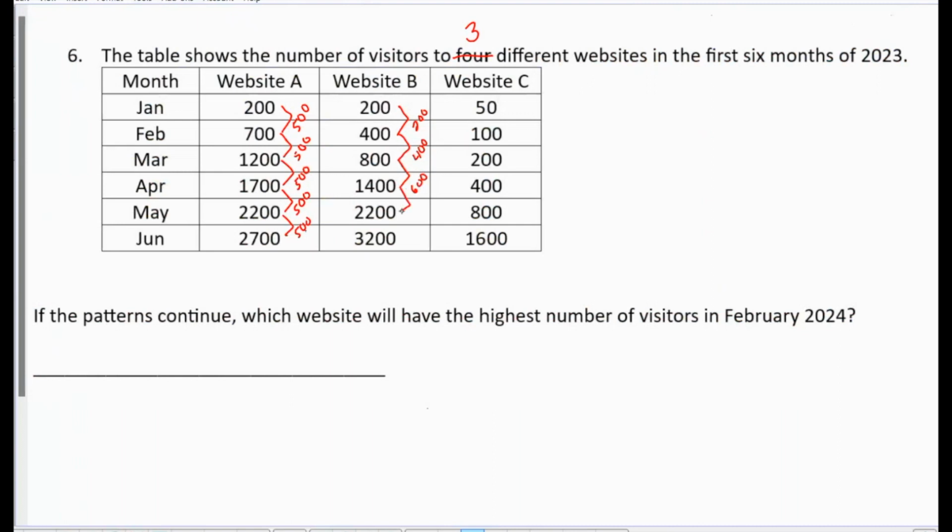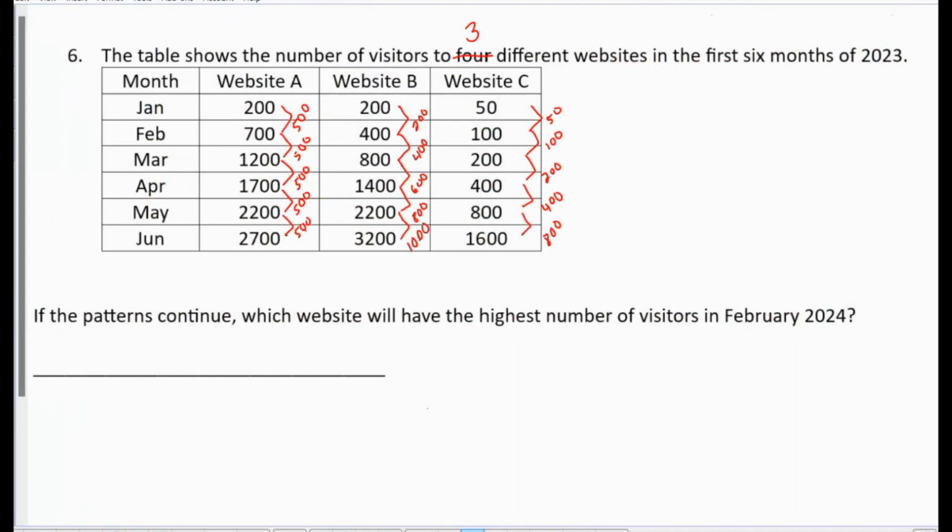From 1800 to 2200, we are going up by 800. And from 2200 to 3200, we are going up 1000. All right. And then finally, 50 to 100, we're going up 50. 100 to 200, we're going up 100. 200 to 400, 200. 400 to 800, 400. 800 to 1600, 800.